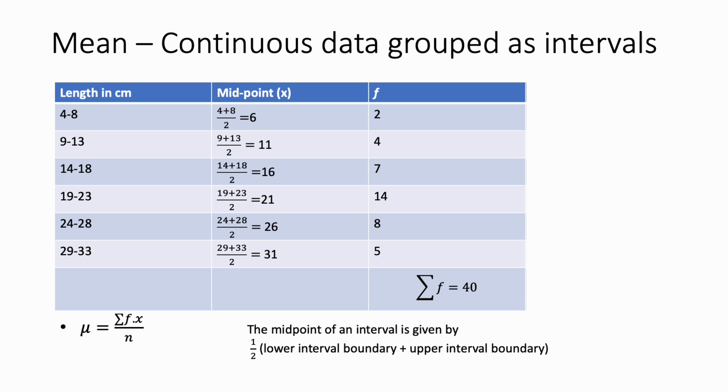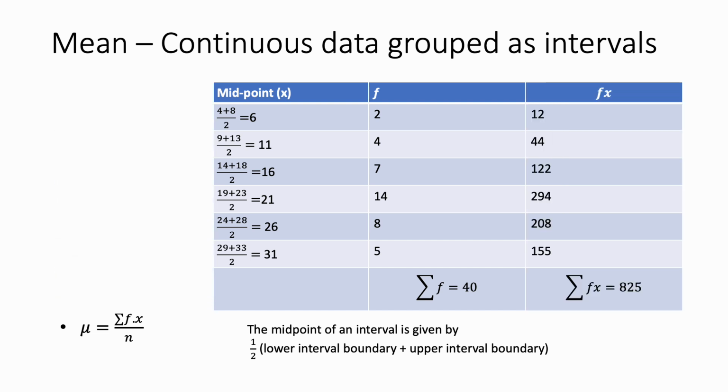Once we have computed the midpoints, we ignore the first column and work out the mean as before. So we use the totals at the bottom row of the table to compute the mean. And it turns out to be 20.6. We are giving the result to 1 decimal place. So again, if you are not sure, you can pause the video here and work it out manually.